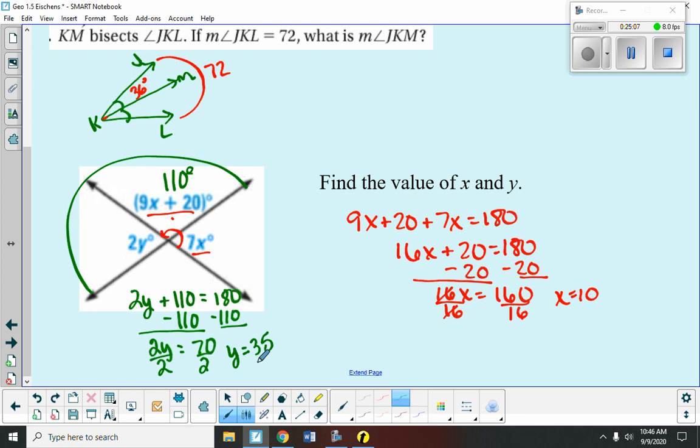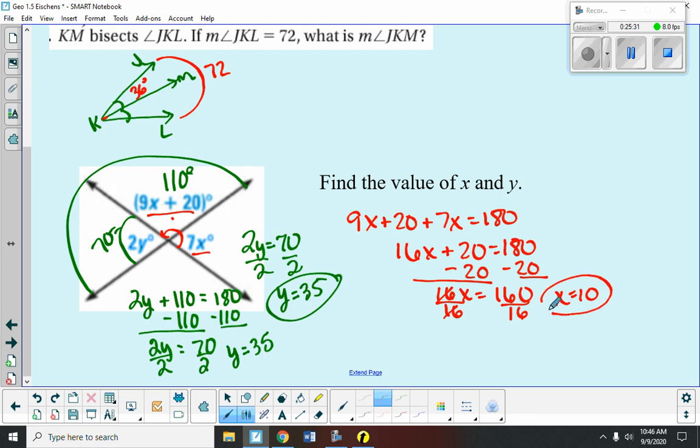Okay? Now, the other way you could do it, and basically you're doing the same thing, only you're doing some of the steps in your head. You know that if this angle's 110, this entire angle would have to be 70. So you can say that 2y equals 70 and divide both sides by 2. So y equals 35. All right, and those are your answers for that.